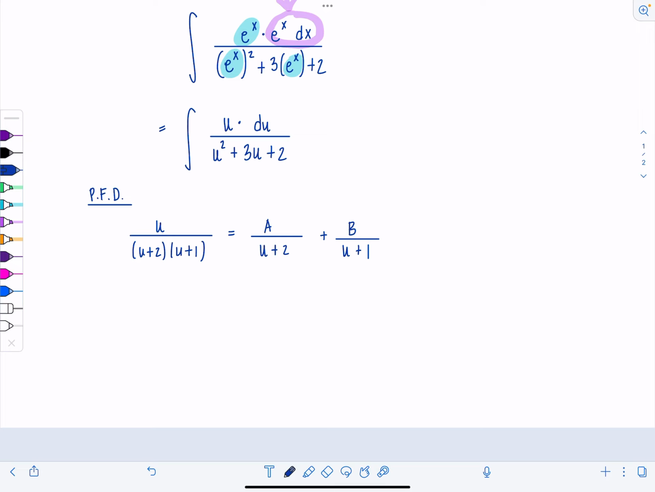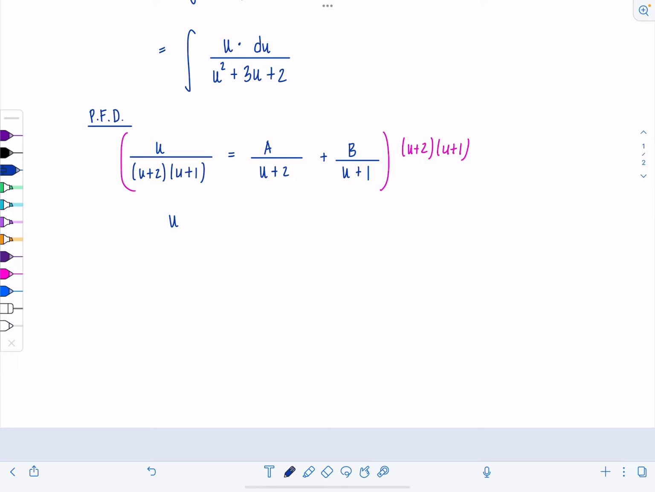Okay. Now let's solve for a and b. First step's always the same. Multiply through by the LCD. So multiply by u plus 2, u plus 1. And then let's see, we've got u equals a times u plus 1 plus b times u plus 2.